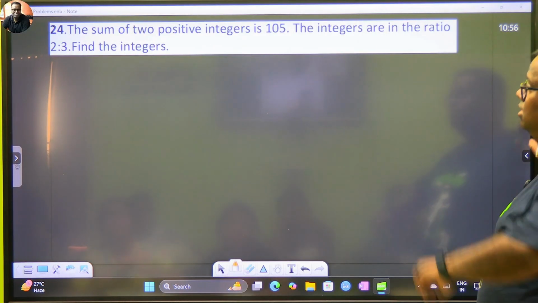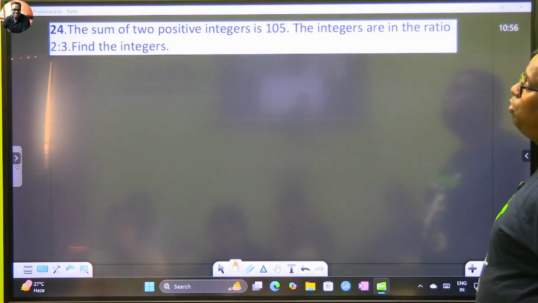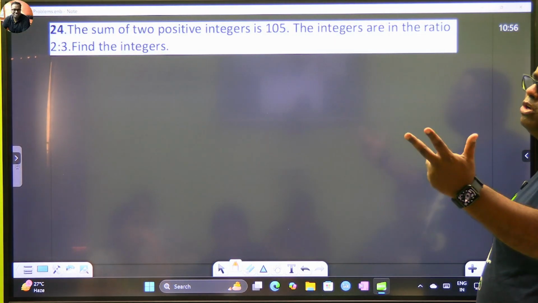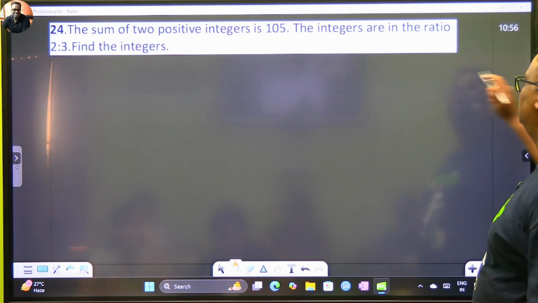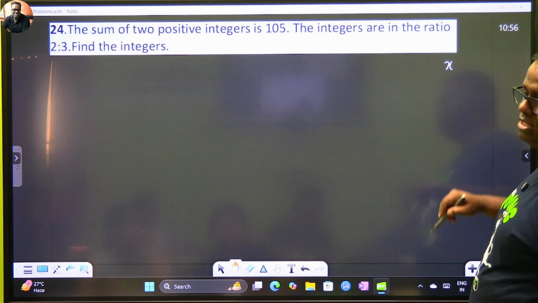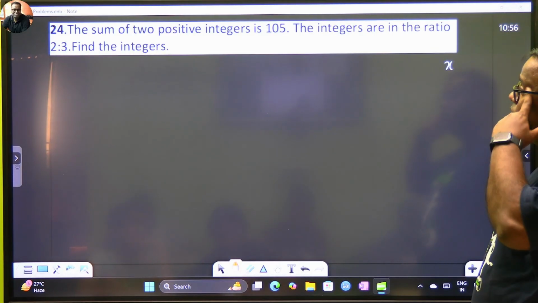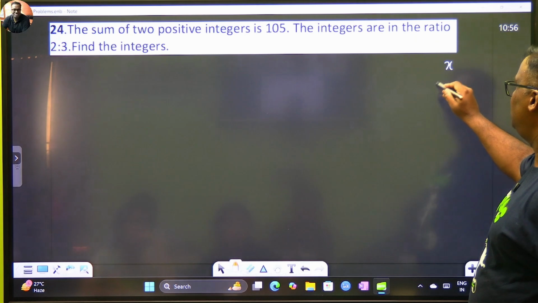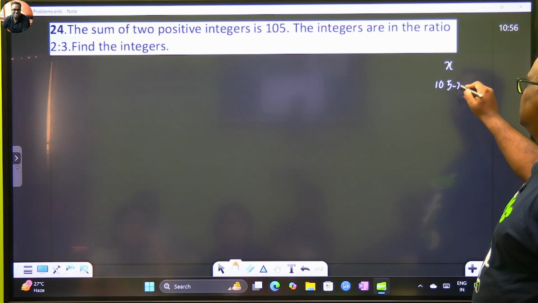Next, the sum of two positive integers is 105. Two positive integers sum is 105. Let one integer be x. Another one is, sum of two positive integers. Sum itself is 105. The other one will be 105 minus x.